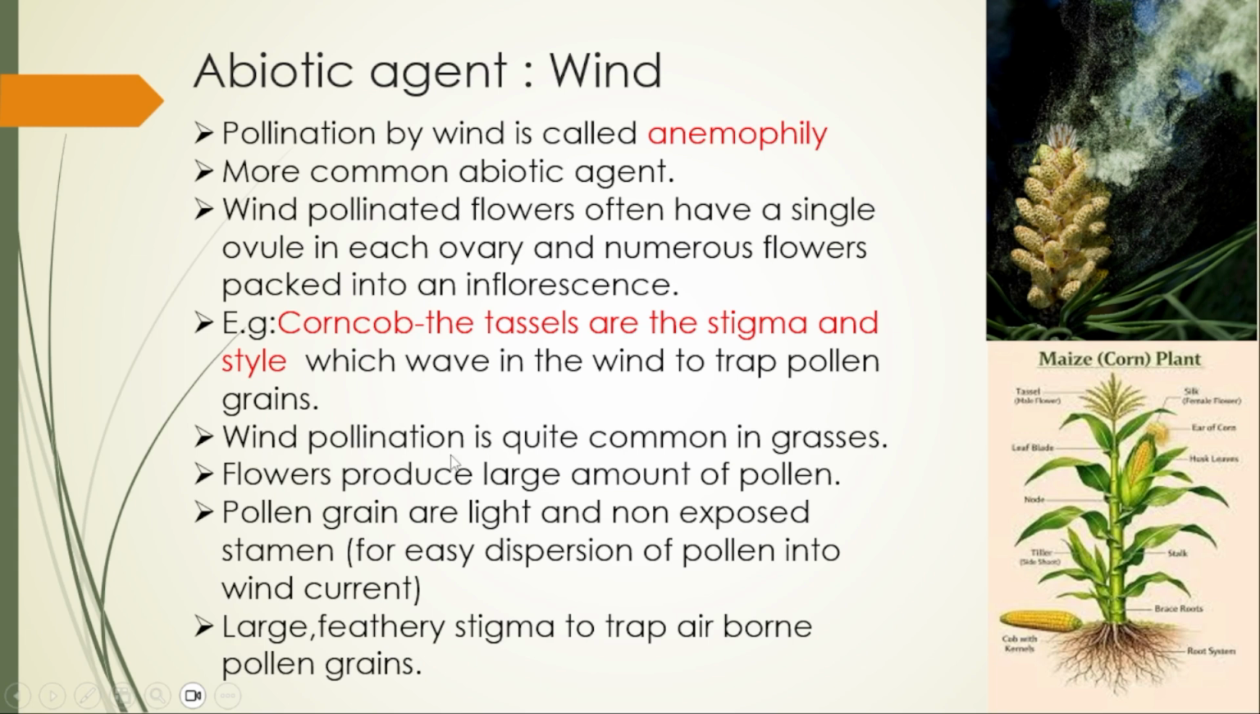Okay, next, wind pollination is quite common in the grasses. Flowers produce a large amount of pollen, and the pollen grains are light, with non-enclosed stamens for easy dispersal of the pollen into the wind current. They are very lightweight, and they have a large feathery stigma to trap airborne pollen grains. So keep in mind, wind pollinated pollen grains are very lightweight, and the stigma is feathery and large, so that it can trap the pollen grains.